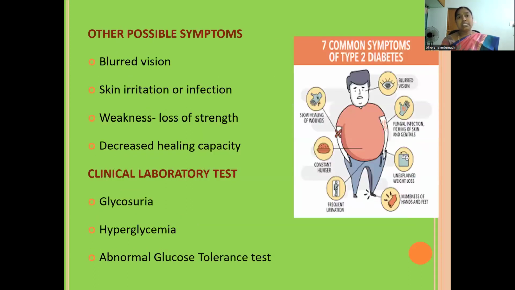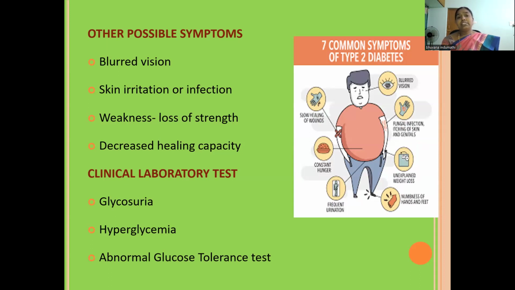And these are the other possible symptoms. The patient will have blurred vision, skin irritation or infection, weakness, loss of strength, and delayed healing capacity. Sometimes the body's own healing capacity is very delayed in type 2 diabetes. These are 7 common symptoms of type 2 diabetes: blurred vision, fungal infection in the genital part, unexplained weight loss, numbness in the hands and feet, frequent urination, constant hunger, and slow healing of wounds.